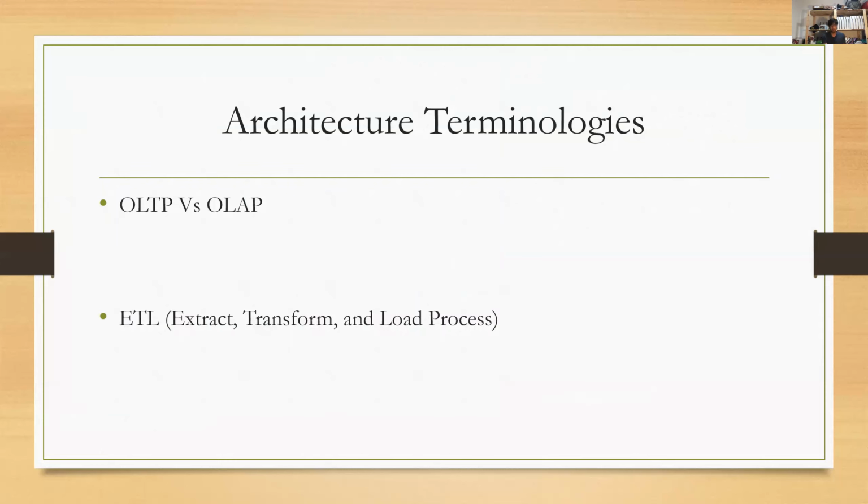Architecture terminology. OLTP versus OLAP. What is it? OLTP is a transactional processing system, while OLAP is an analytical processing system. In other words, OLTP is an online database modifying system, and OLAP is an online database query answering system.